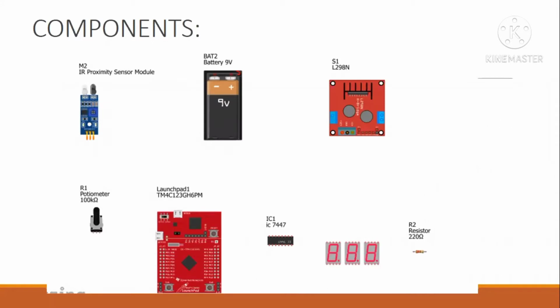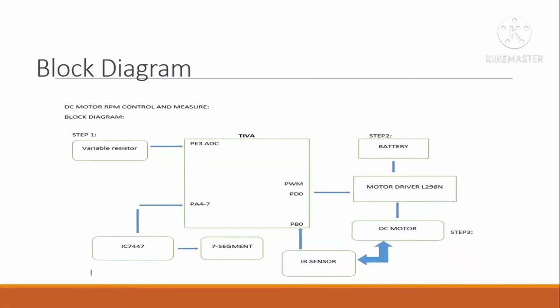These are the components that we use in our project. First is IR proximity sensor module, 9 volt battery, L298N motor driver, 100k ohm potentiometer, TIVA TM4C123GXL, IC 7447, 7 segment. I am Awais Islam, 2018 E308. This is the block diagram which I will tell you.